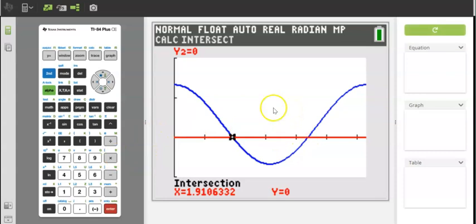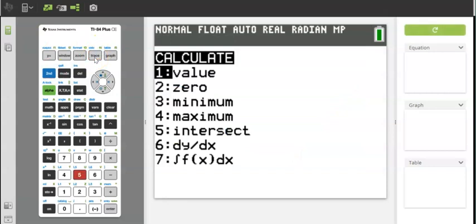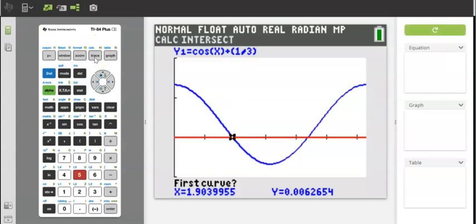So I'm going to do this again. I'm going to do second trace intersect. And again, I'm just going to make sure that I have the first curve selected, second curve selected, and now I'm going to go over here to the other intersection and get kind of close to it and hit enter. And it tells me that that's at 4.373.